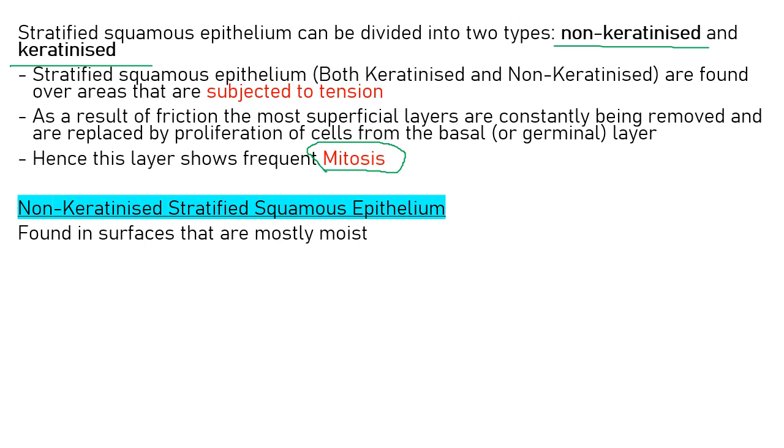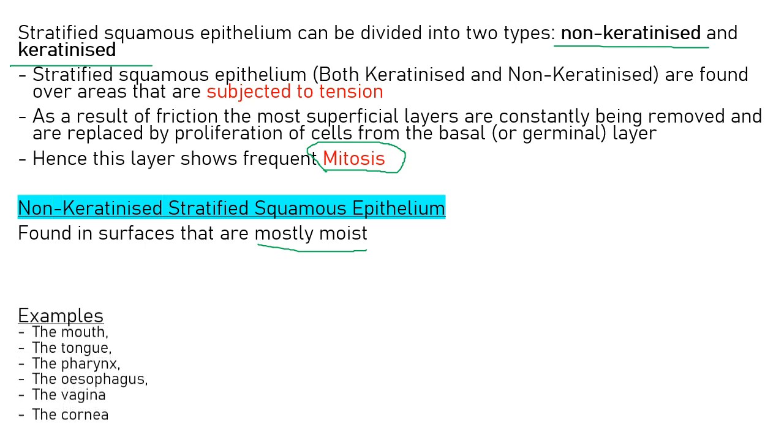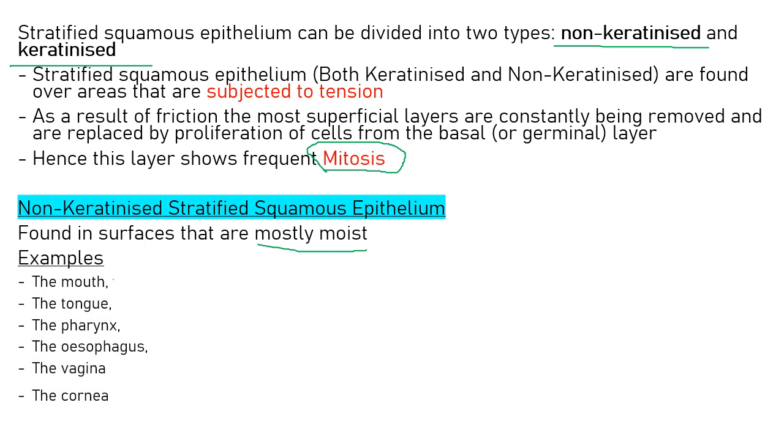Here it is found on surfaces that are mostly moist. Because it does not contain keratin, it is usually on surfaces that are mostly moist, and these surfaces are, for example, the mouth, which is usually moist with saliva, the tongue, the pharynx, the esophagus, the vagina, and the cornea of the eye. This is where non-keratinized stratified squamous epithelium is mostly found.